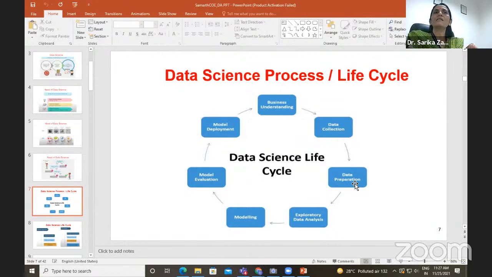The thing is, if you consider understanding business, data collection, data preparation, and exploratory data analysis, these first four blocks are nothing but the job of a data analyst. Do you understand? Data analyst and data scientist, these two are different terminologies as far as data science is concerned.